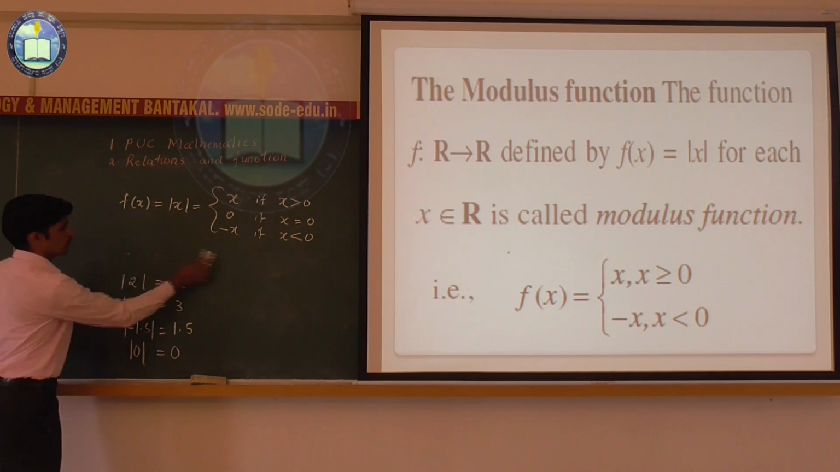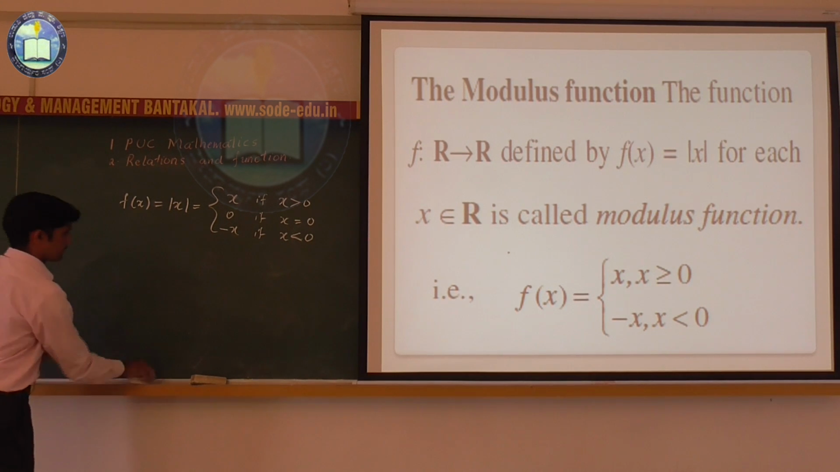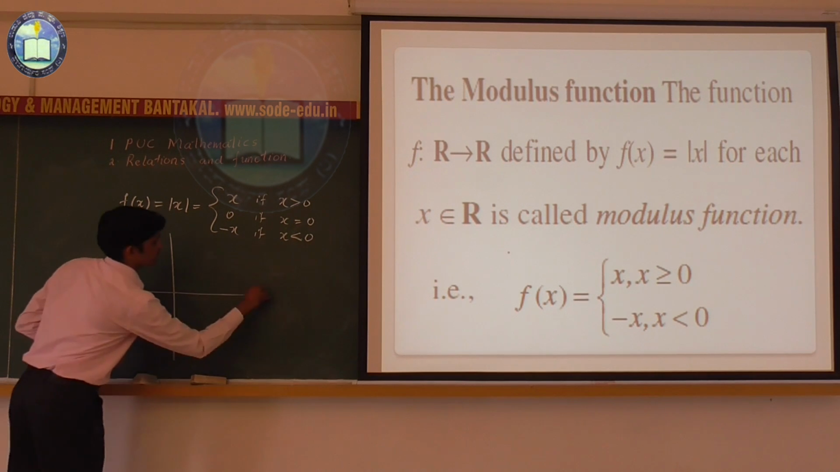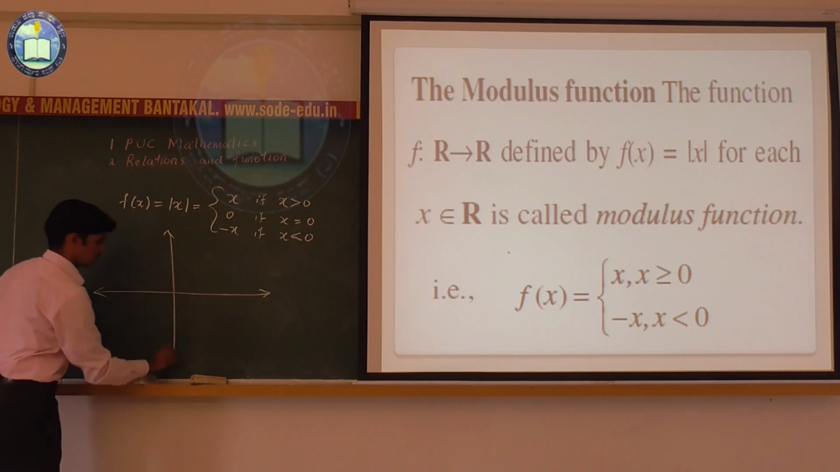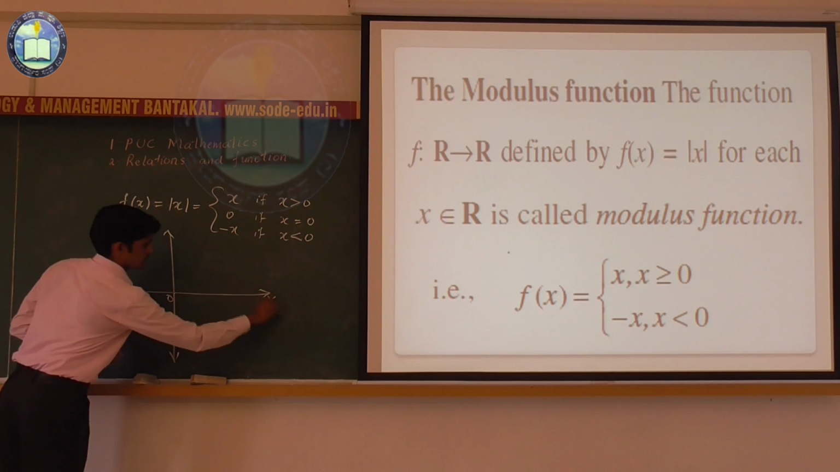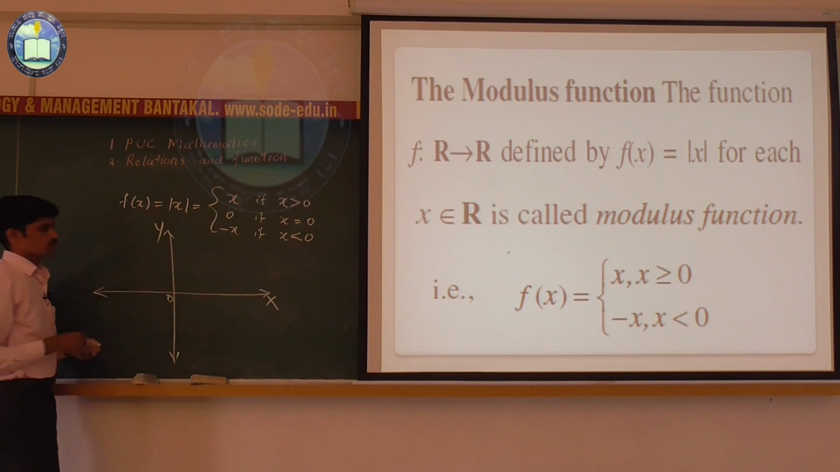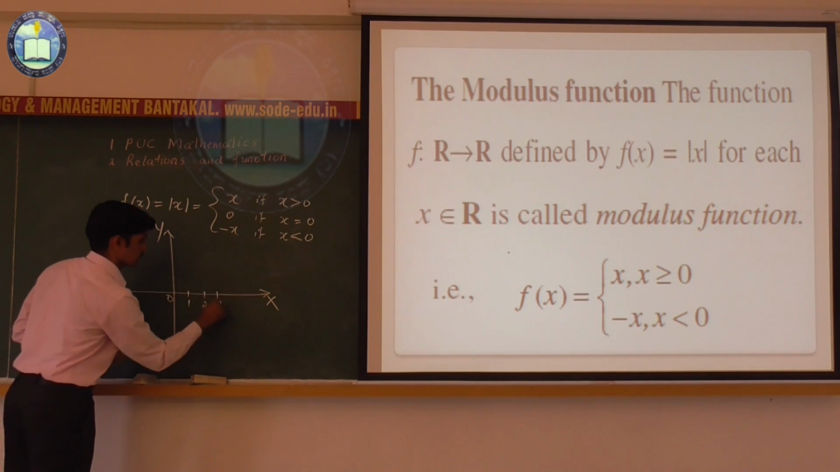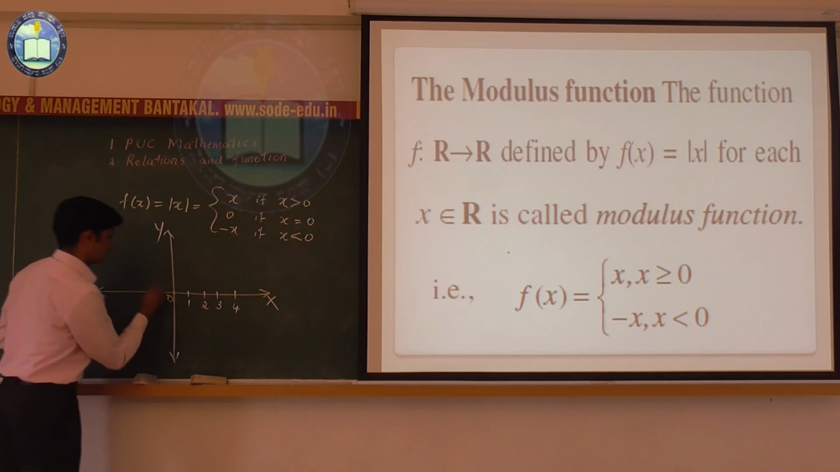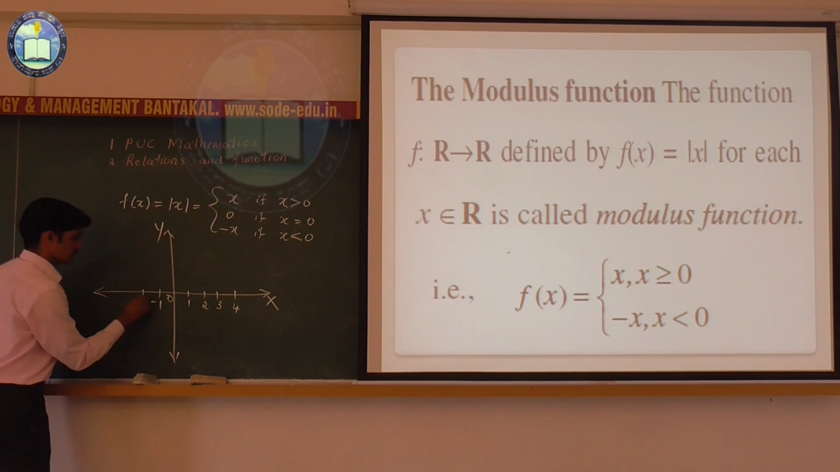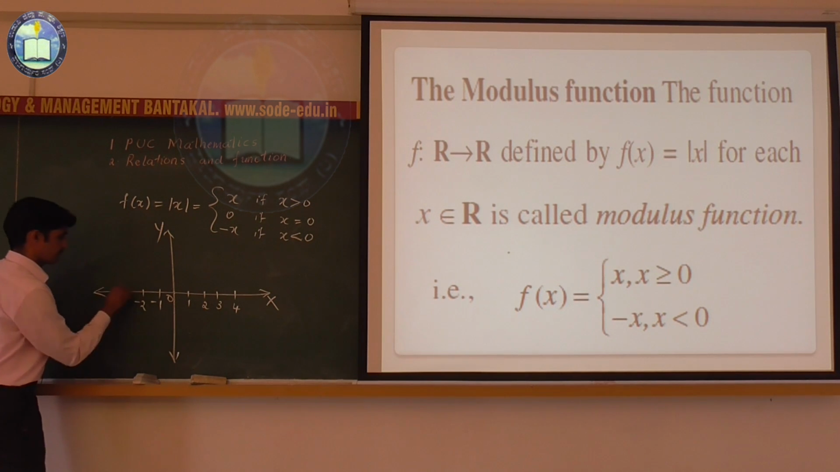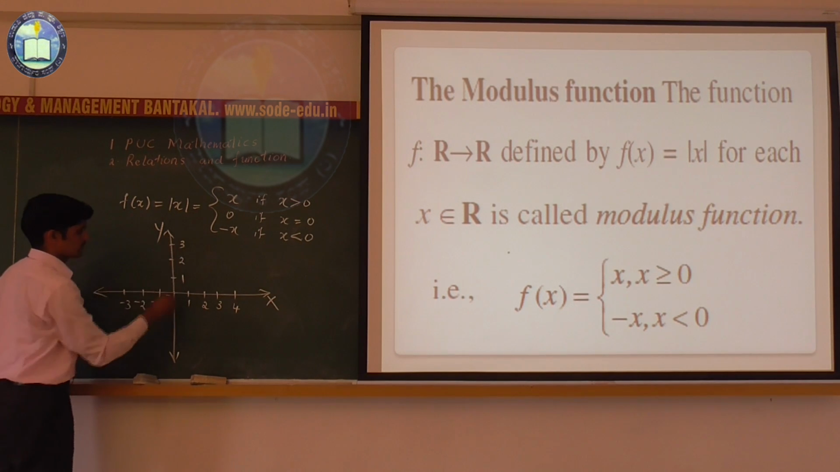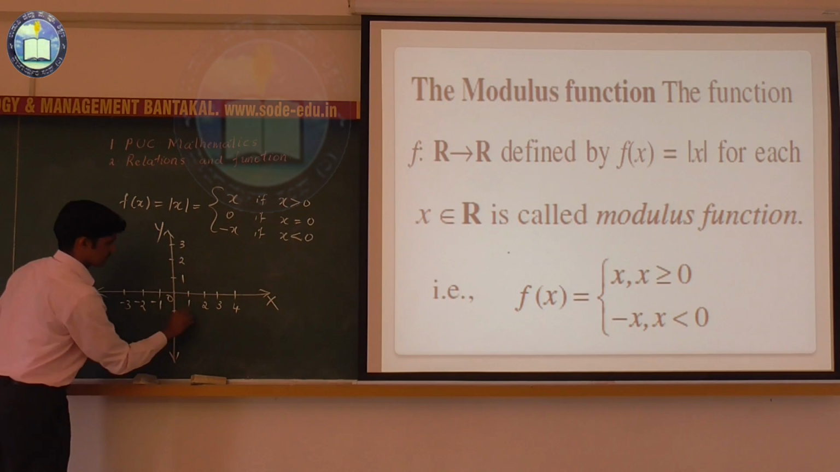If we think of plotting the graph of this function, this represents the x-axis, this represents the y-axis, and here we have positive real numbers, and here we have negative numbers on the x-axis. Here we have 1, 2, 3 integer values on the y-axis.